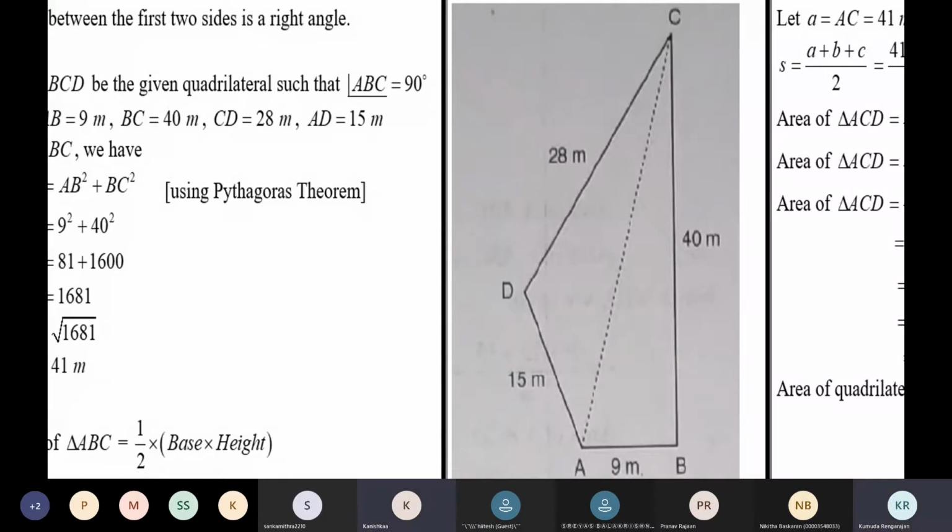Okay, so we have to take up the triangle ABC and apply Pythagoras theorem there to find the length of AC. Yes, ma'am. Once you get the length of AC using Pythagoras theorem, then in triangle ADC, we know all the three sides. Apply Heron's formula and find its area. Now, area of this triangle plus the area of this triangle is equal to the area of the quadrilateral.